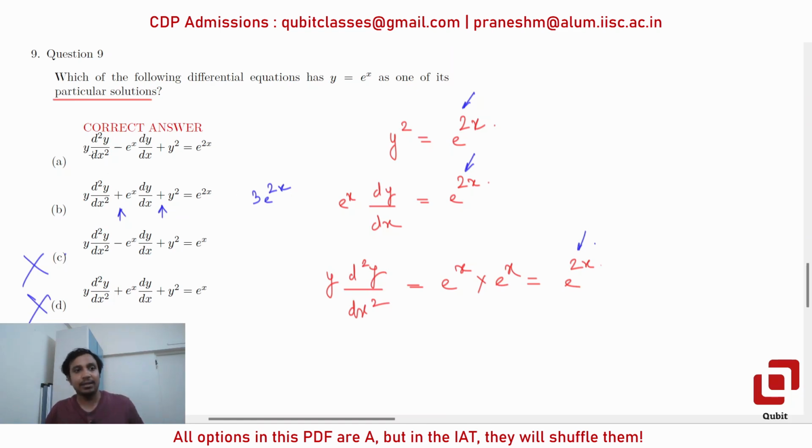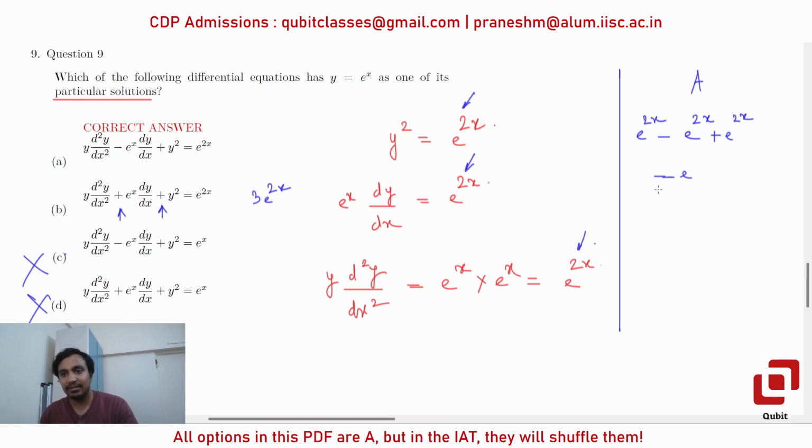Why? Let's check that again. Y d2y by dx squared, so e raised to 2x, minus e raised to x dy by dx, so minus e raised to 2x, plus y squared, plus e raised to 2x. That matches with the right hand side, so correct option is A. Okay, see, in the exam you will not know that it's option A. Because this is the official PDF, every option is A. In the exam they will shuffle. So you have to notice the pattern in the options, if any, and accordingly you have to solve the problem.